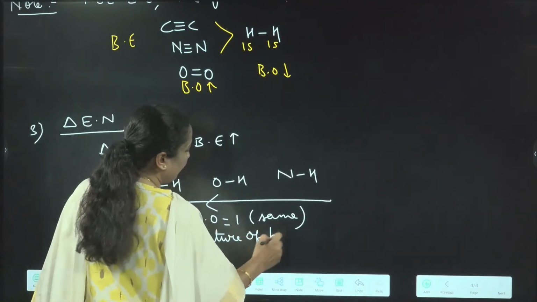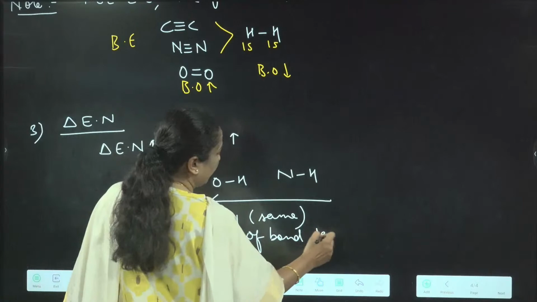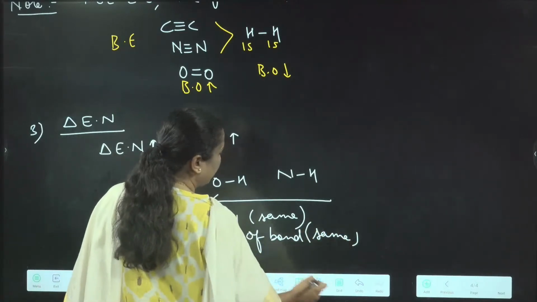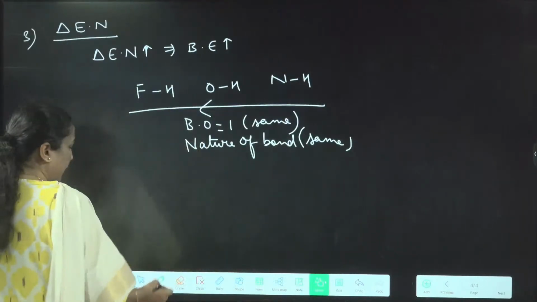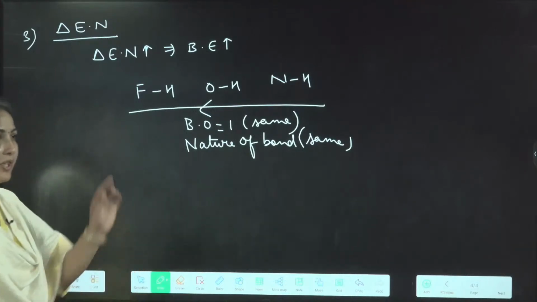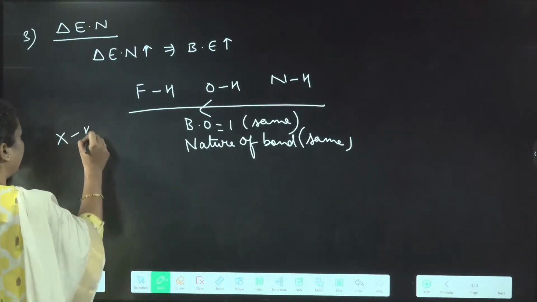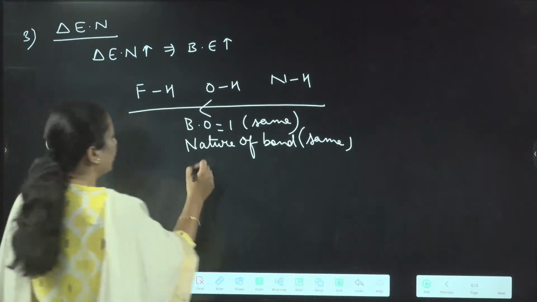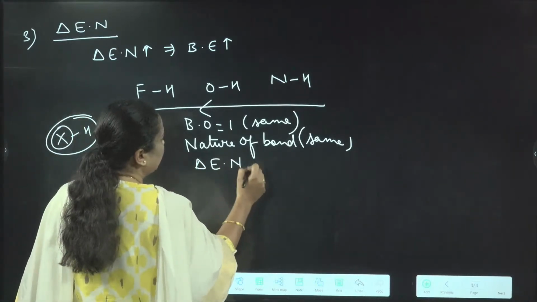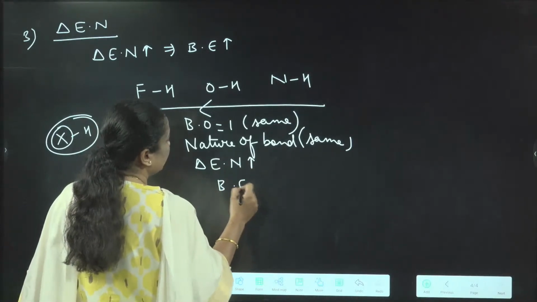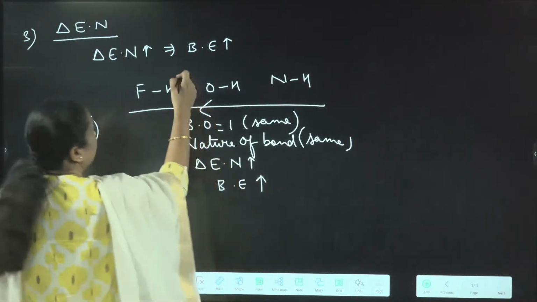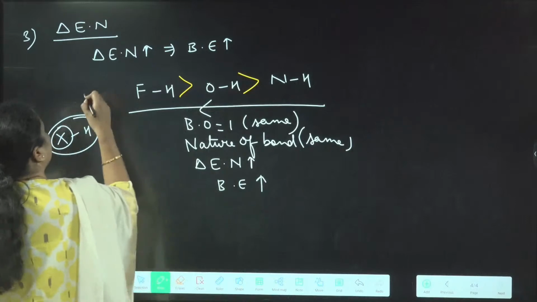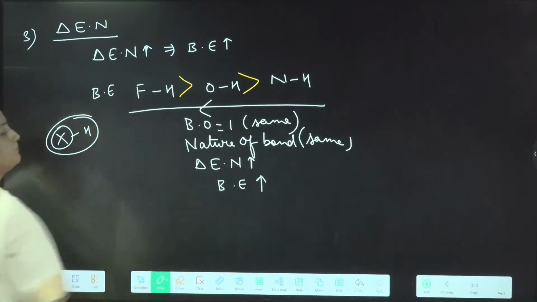When I say nature of bond, basically what is happening is you are having different elements which are connected to the same atom. So the nature of bond is same. We are reading about XH kind of thing. X is only varying: fluorine, oxygen, nitrogen. So are you able to see if delta EN increases, then in that case bond energy is going to increase. Right? So that is the bond energy order.